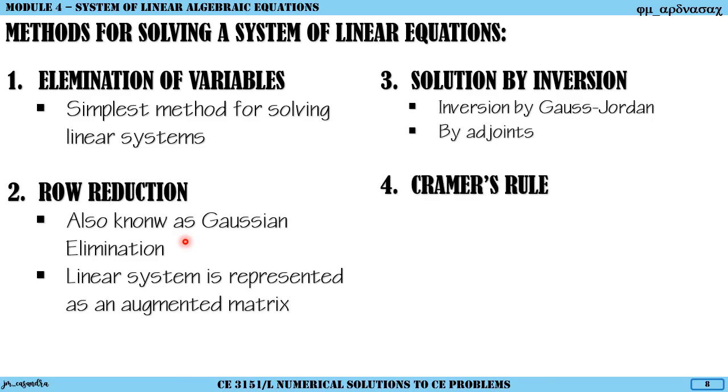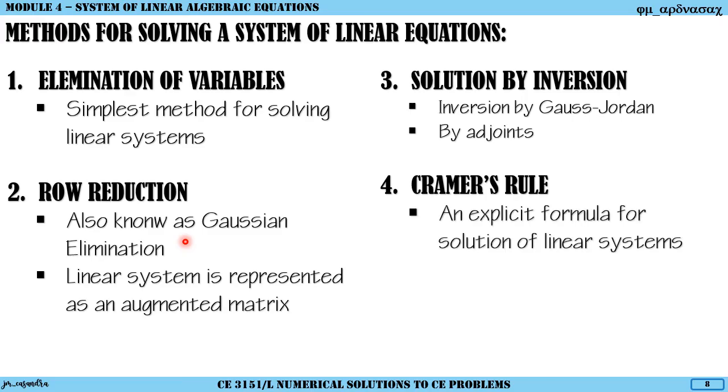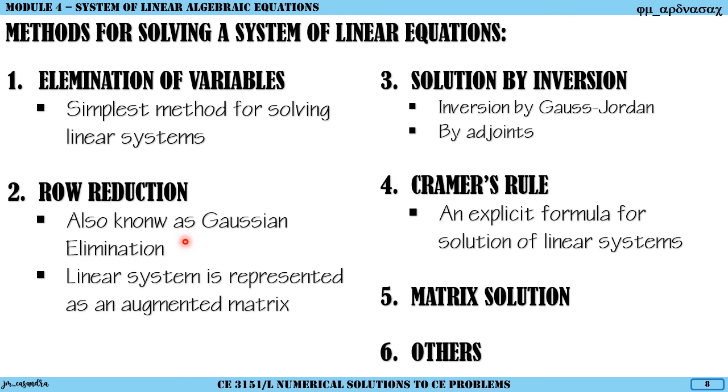Another method to solve linear systems is Cramer's rule, which is an explicit formula for the solution of linear systems, along with the matrix solution and other methods. So for Module 4, we will be discussing row reduction, solution by inversion, and Cramer's rule.